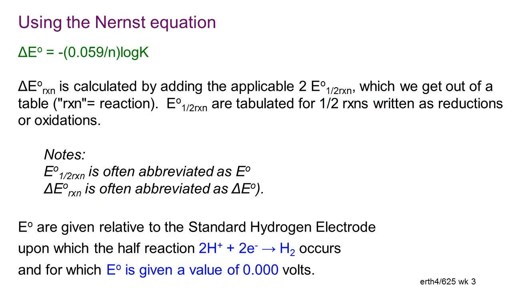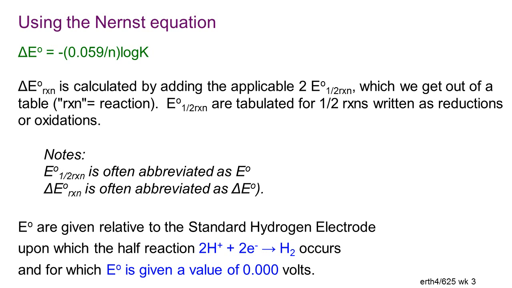So the way we use the Nernst equation, which is in its most shorthand form at chemical equilibrium, delta E naught equals minus 0.059 over n times log of K, is by looking up values of E naught for half reactions and adding them together to get an E naught of the reaction. Rxn is my shorthand for reaction. And these you can find in tables.